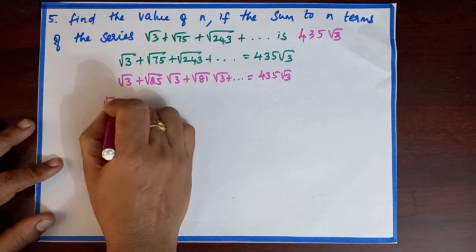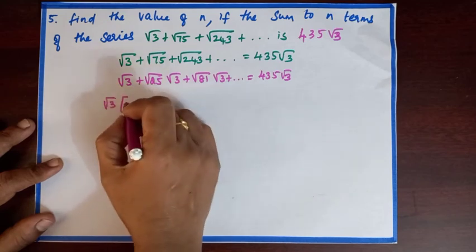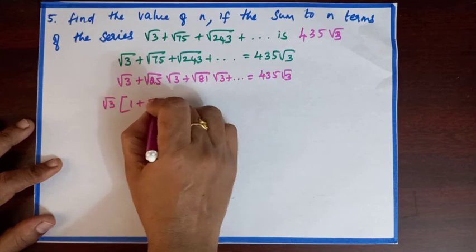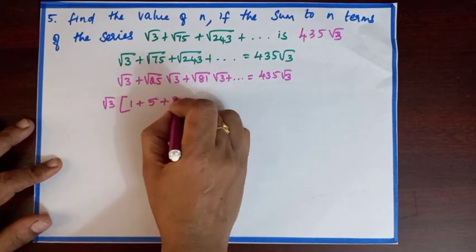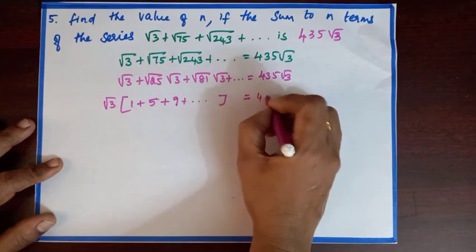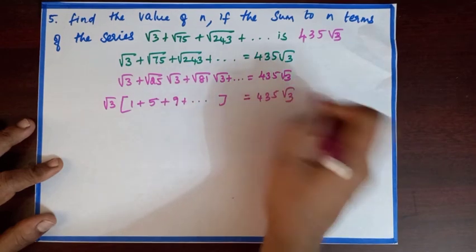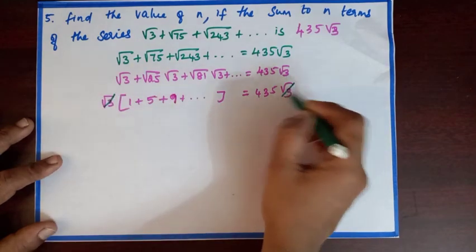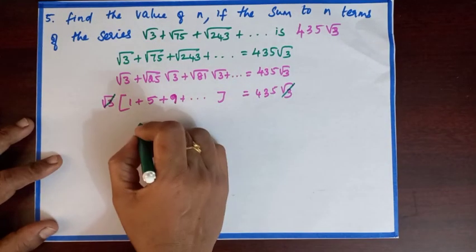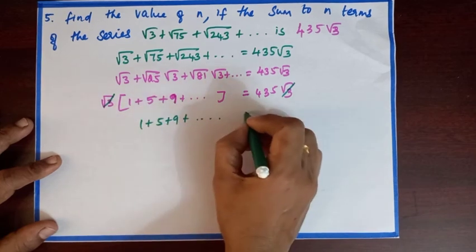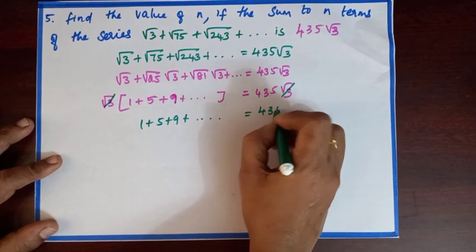On the left hand side, I am going to take root 3 commonly out. Then we get 1 plus root 25 is 5 plus root 81 is 9 plus dot dot, which is equal to 435 root 3. Now cancel root 3 and root 3. So we have 1 plus 5 plus 9 plus dot dot, which is equal to 435.